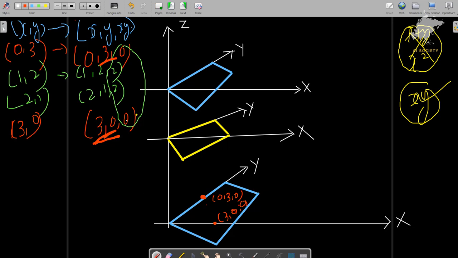Now let's put the green points here: 1, 2, 2. So x is 1, y is 2, and z is also 2. That means the point is going to come somewhat like here, because z is also 2. The same way, 2, 1, 2: x is 2, y is 2, and z is also 2. So let's say z is going to come here.